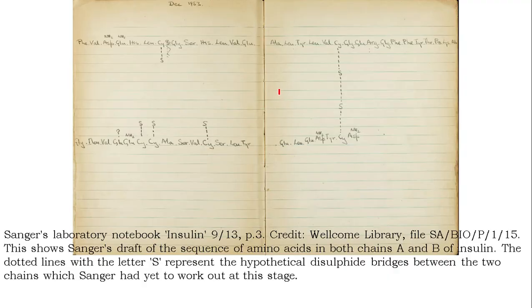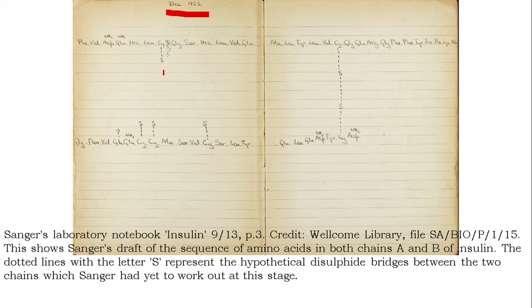This is the notebook of Frederick Sanger in 1953. You can see here, December 1953. He was working on insulin. He identified that insulin consists of 2 polypeptide chains, and he identified many of the amino acids, but not all. See here a gap is there because he could not identify the amino acids there. And here he established one of the disulfide bonds very clearly.